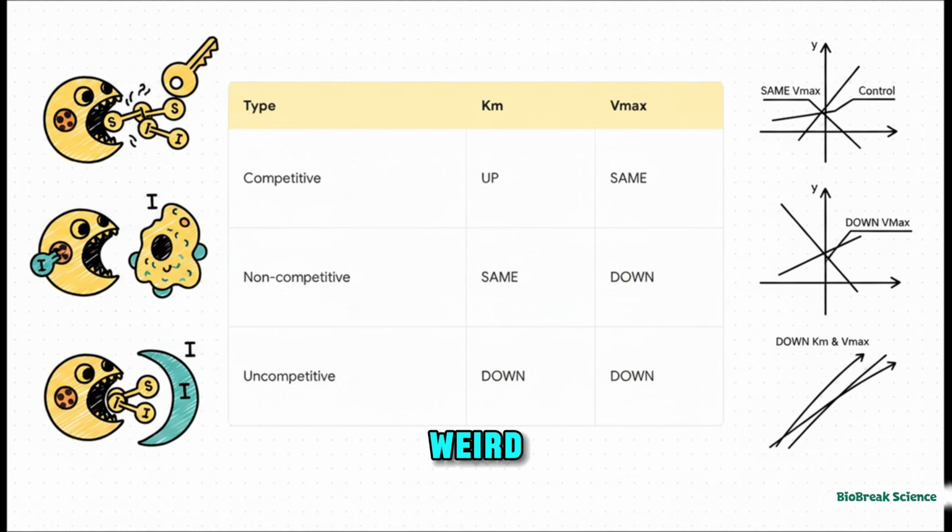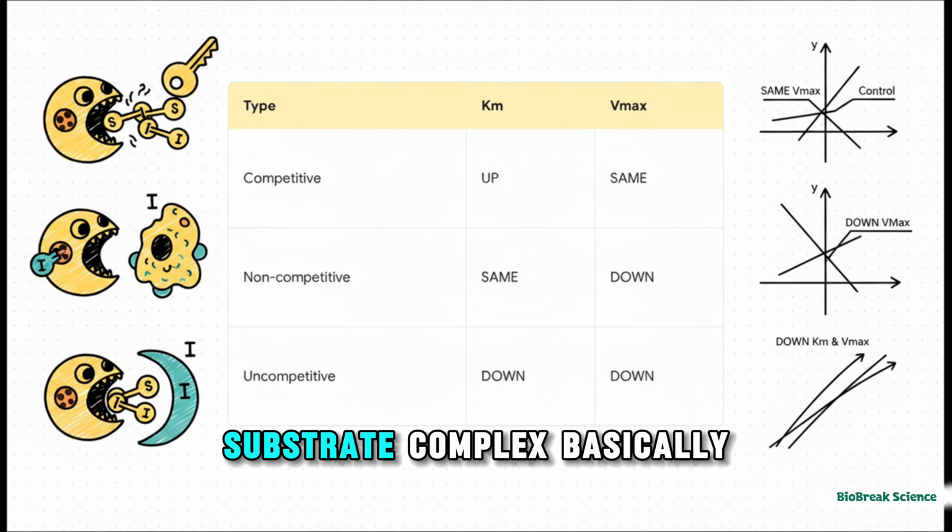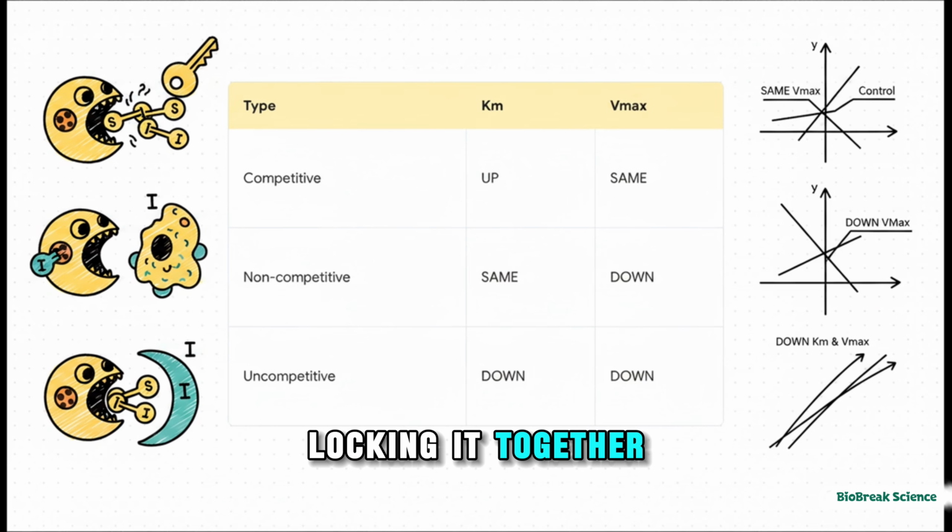This one is weird. The inhibitor only binds to the enzyme-substrate complex, basically locking it together after the substrate is already attached. The unique result here: both Km and Vmax go down by the exact same factor.